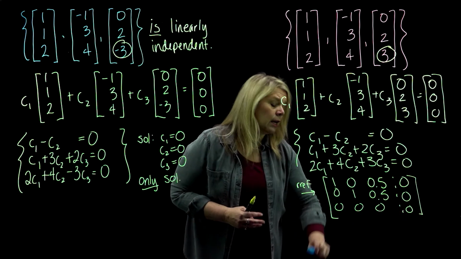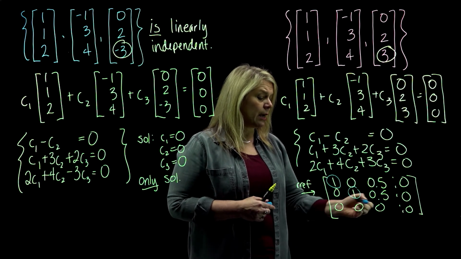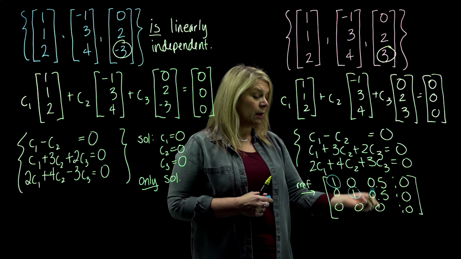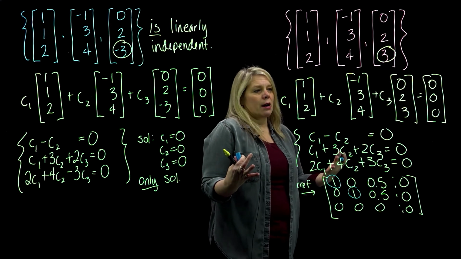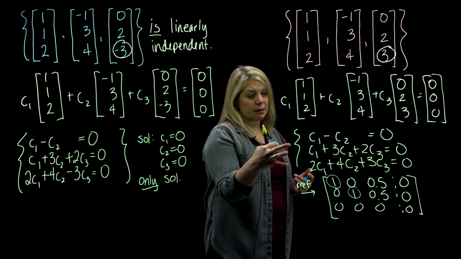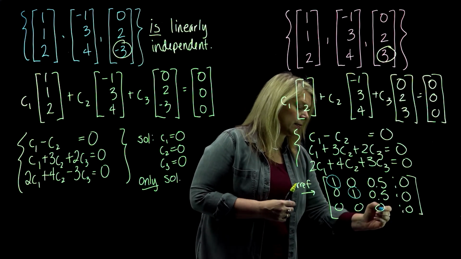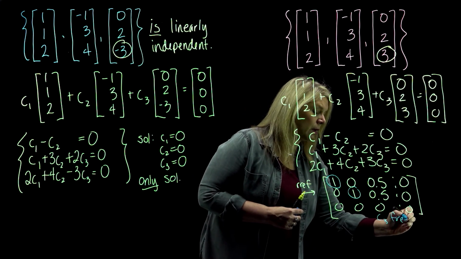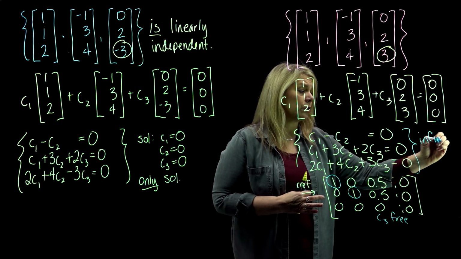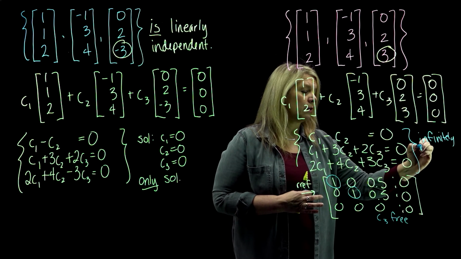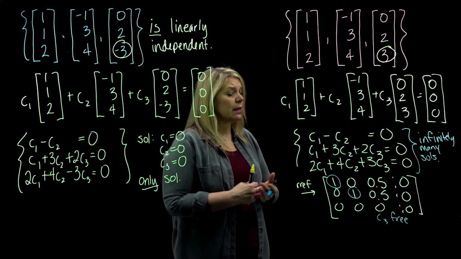All right, so noticing here that I don't have a pivot in this third column, right? I have pivots here and here, but I don't have a pivot in that third column, which would mean that C3 is a free variable. And the key part here is that that means that this system has infinitely many solutions, right? Since this column does not have a pivot, C3 is a free variable. So this system has infinitely many solutions. Now I could write down what the solutions are, if I needed that for some reason.